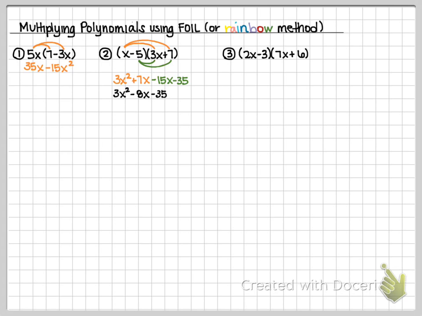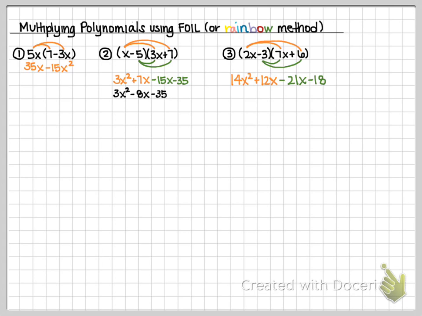And then taking a look at this last one, I'm going to do the same thing. Take the 2x and multiply it times everything in the next set of parentheses, distributing. That's going to give me 14x squared plus a 12x. Then I move on to the next one. So I continue inside the first set of parentheses, multiplying it times everything in the next set. So it's going to give me a negative 21x minus an 18.